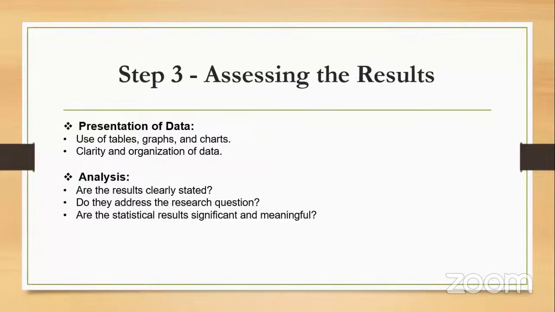The third step of analyzing the research paper is assessing the results. We look for the presentation of data, how the data are presented using tables, graphs, and charts. We look for the clarity and the organization of those data. On the analysis part, we look for: are the results clearly stated? Do they address the research question? And are the statistical results significant and meaningful?